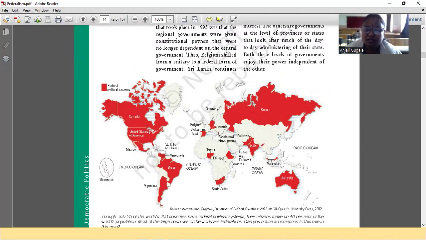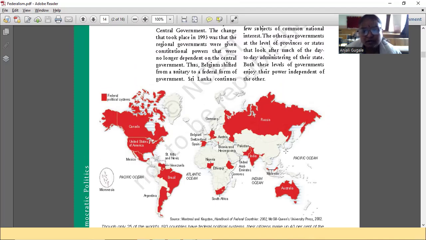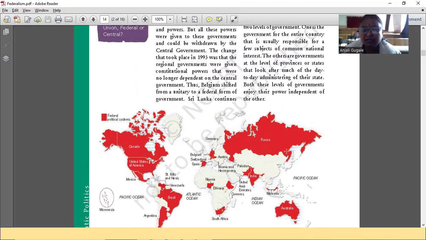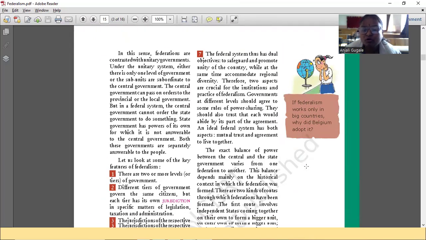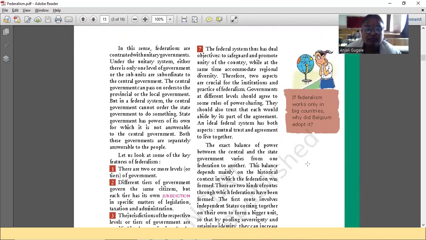We discussed Belgium as a country which was earlier unitary and it became a federal country to resolve the conflicts in their country during the 20th century. On the other hand, we also talked about Sri Lanka as an example of a unitary form of government, in which there was a rule of the Sinhala government, which was a majoritarian form of government. So we cannot call it a federal country.